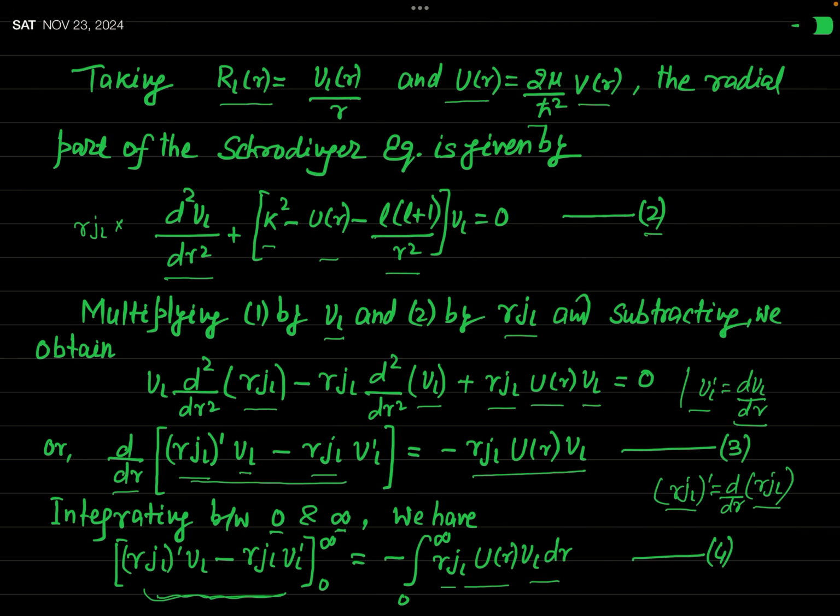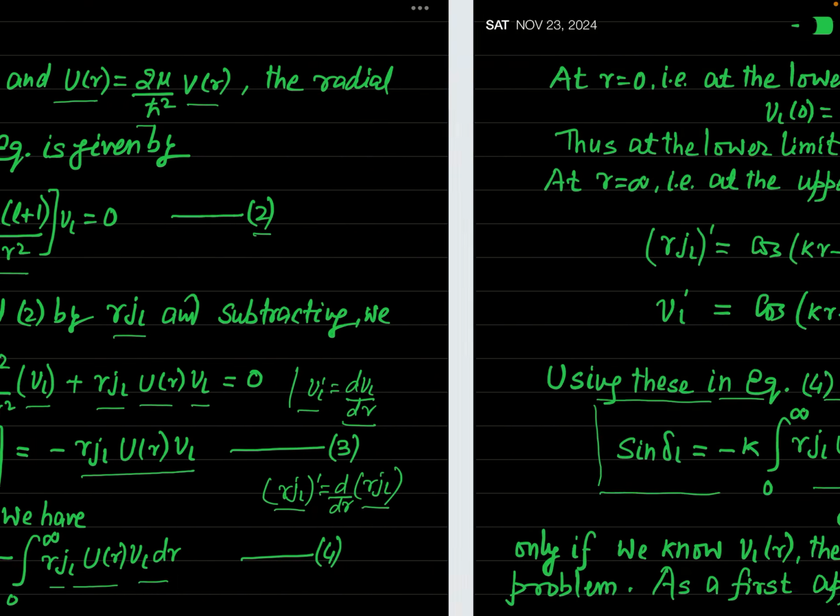Now, at the lower limit, that is when R is 0, this VL is 0, and correspondingly this VL dashed will also be 0. So the term in the LHS will vanish for the lower limit. But what will this LHS term be in the case of the upper limit, that is, when R is infinity? We can find it by taking the asymptotic form of RJL.